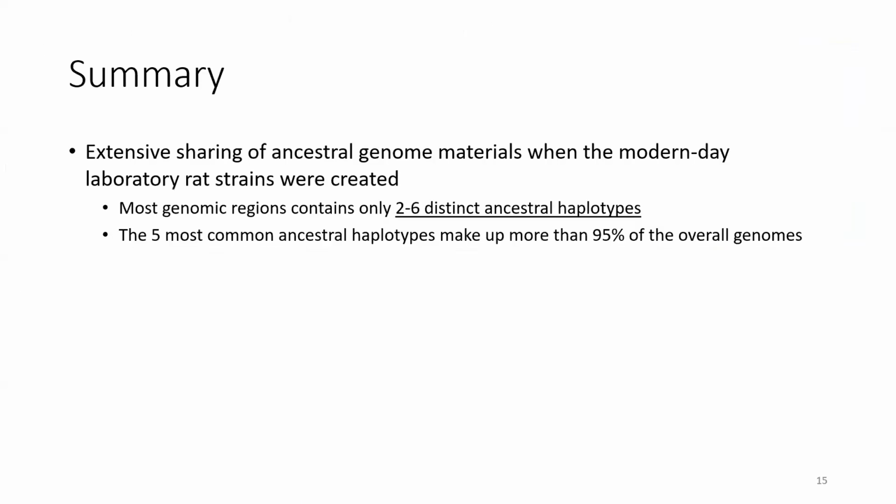So to summarize, I think first our data highlights the extensive sharing of ancestral genome materials when these laboratory rat strains were created. We analyzed a panel of 163 rats, but we find that most regions actually only have 2 to 6 distinct haplotypes. And the 5 most common ancestral haplotypes make up more than 95% of all the genome material in these samples. So we think what's happening is that even though we have so many strains, many of them owe their ancestry to the same, many of the similar panels. So for example, the Wistar rat, the outbred panels, the Wistar rat and the Sprague Dawley, they probably contributed to many of the strains we are using today.